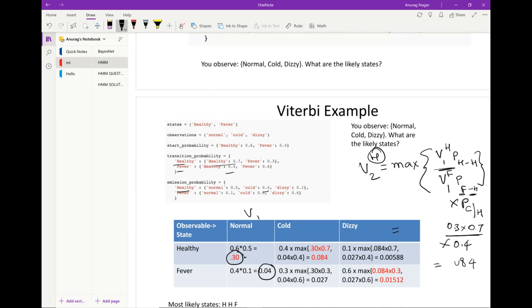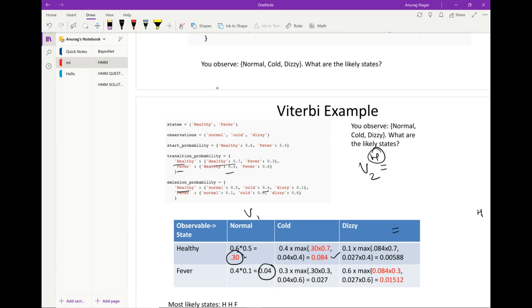Okay, so this would be the answer, which is right here. Similarly, you compute the time to feverish by the same logic, the same rules. You can take the max of two terms: V time 1 healthy times the probability of healthy to feverish, and V time 1 feverish times the probability of fever to fever. Take this and multiply it by the probability of being in the fever state and emitting cold. And you figure that out and you would get this value right here.